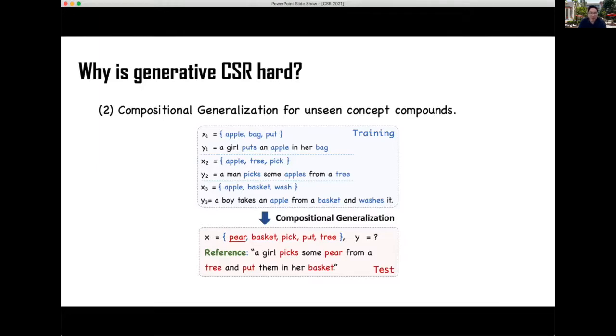So things like pear, basket, pick, put, tree, these kinds of 5-word compositions were never seen in the training phase, but you might see basket in some other training concept sets and put in some other concept sets. So we do force the system to learn how to interpret individual concepts and how to relate these concepts together with plausible relations and make a sentence out of these novel compositions of concepts.